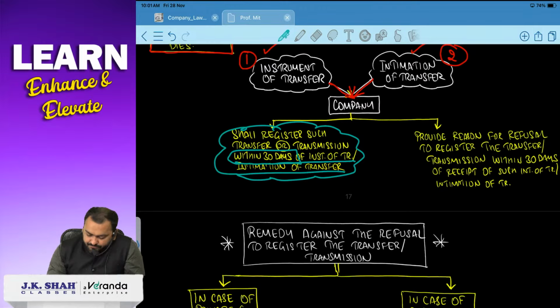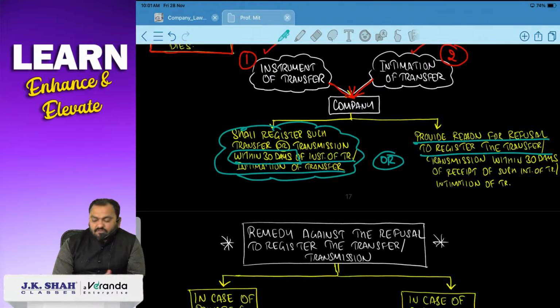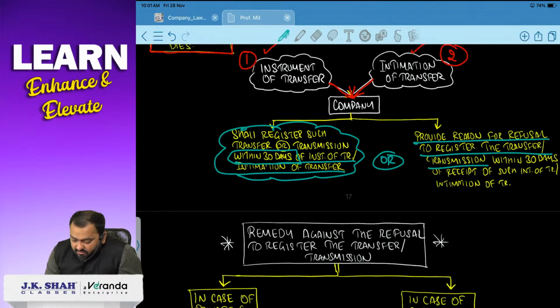Or the company may provide a reason for refusal to register the transfer or transmission. So the company will either register the transfer within 30 days, or the company may give the reason for refusal.